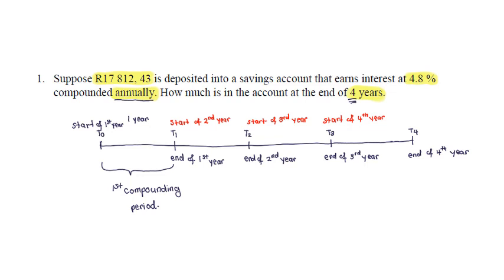Now remember that the question asked us to calculate how much money will be in the account at the end of 4 years, basically. So this is where we stop. This is why our number line ends at T4.